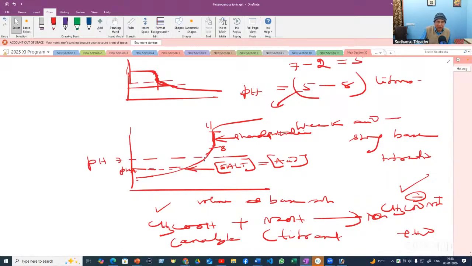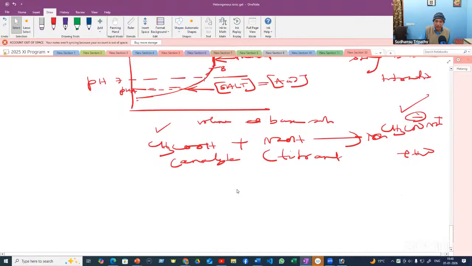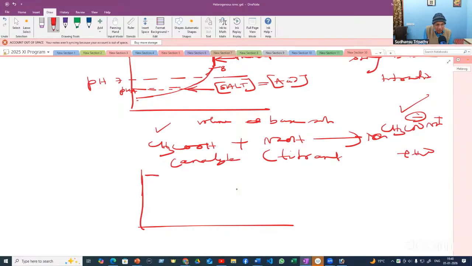Similarly, for the third type of titration, if you take the basic buffer, then you start from this side, and the vertical portion will come at 6 to 3.